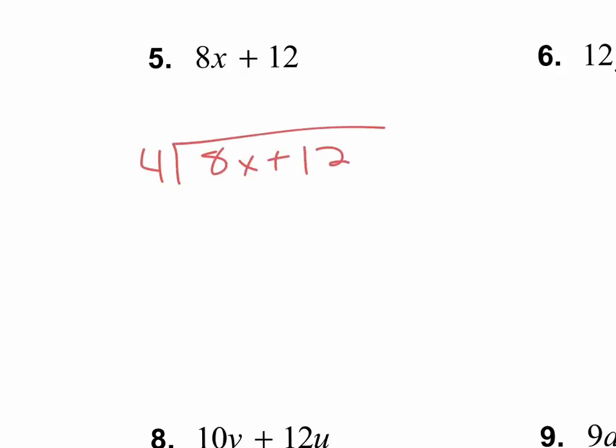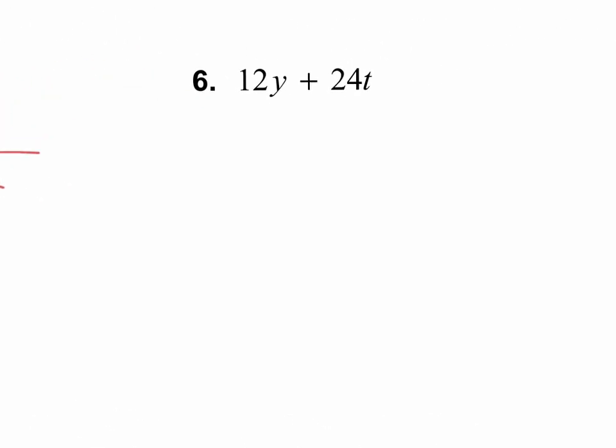Okay? 8x divided by 4 is 2x. Bring up the plus. 12 divided by 4 is 3. Parentheses, bring up that 4. Do not forget the parentheses, bring up the 4 because you will be subtracted points if you do.